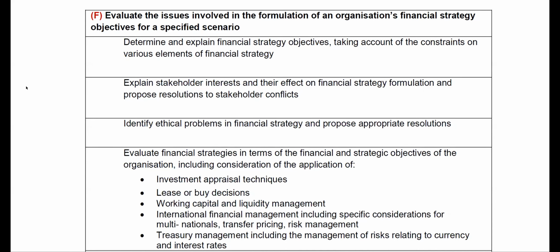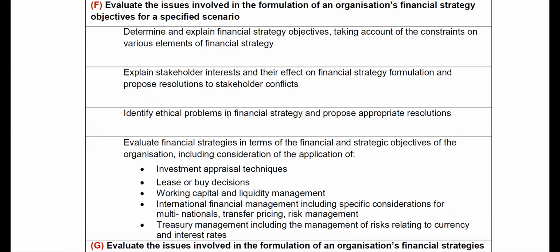Okay, so the syllabus reference F talks about the issues involved in formulation of organizations' financial strategy for a specified scenario. So here we have to look at financial strategy objectives and the constraints on the various elements of financial strategy. You know them: the investment decision, financial decision, and the dividend decision. However, there's also the risk management decision. But because risk is treated separately, we mostly do not look at that side in the case study. Now, we must know stakeholder interests and their effect on financial strategy formulation, and propose resolutions to handle stakeholder conflicts. And these stakeholder conflicts come as a result of the financial executive imposing his risk attitude on them.